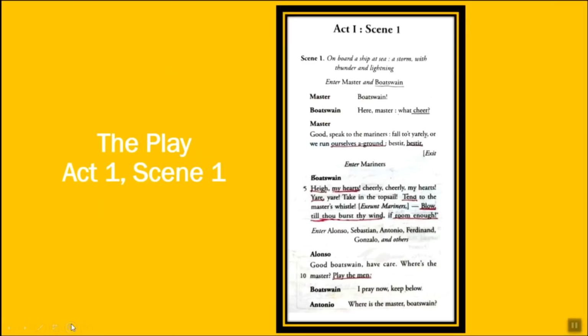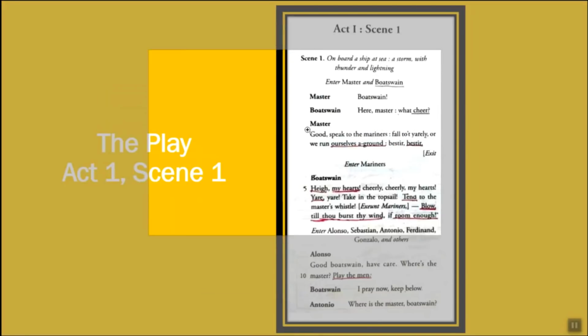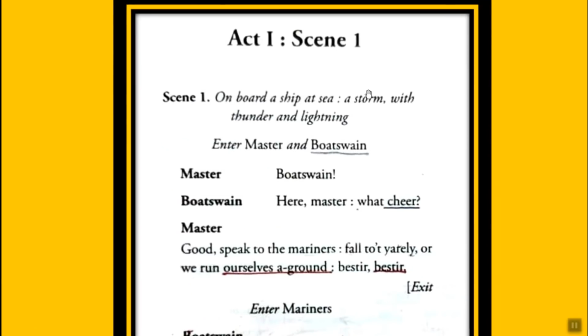Now please concentrate on the text. Act 1, Scene 1. On board a ship at sea, a storm with thunder and lightning. Enter master and bosun. Now please note this word, it is not boatswain, it is bosun. Now the master, consider him to be the head of the ship, the person who is managing the entire ship, and bosun is probably the captain of the ship.